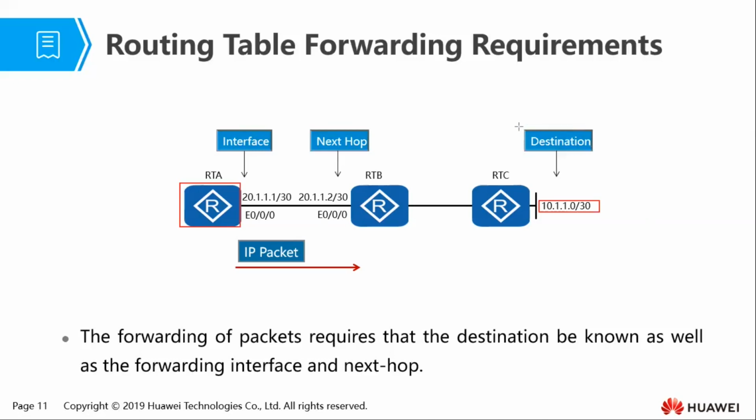Now, other than the destination network address, the router must also be aware of the next hop, that is the next interface to which it's supposed to forward the packet, and the outgoing interface, the interface via which it is supposed to forward out that packet towards its next hop. Those are the forwarding requirements for a router. It must have those values, and we've already gone through those values in the routing table.